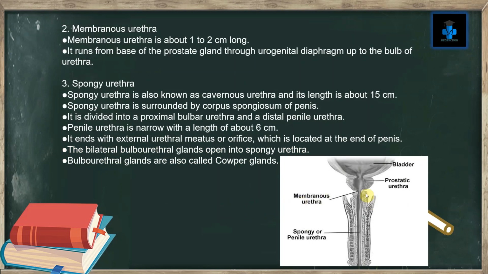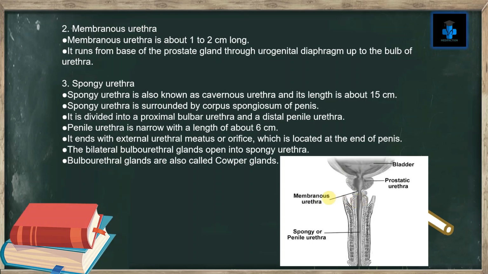Number 2 is the membranous urethra. You can see here. Membranous urethra is about 1 to 2 cm long. It runs from the base of the prostate gland through the urogenital diaphragm up to the bulb of the urethra.